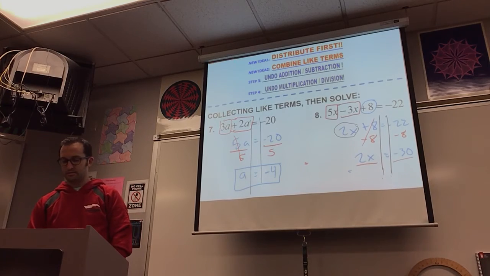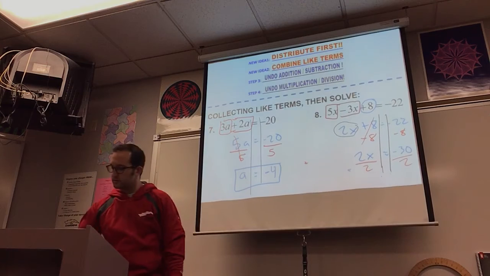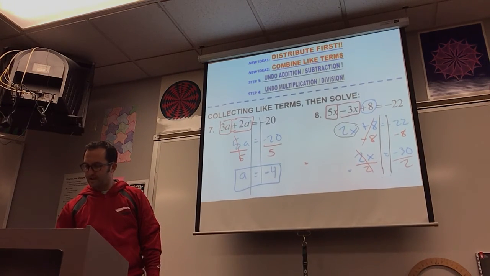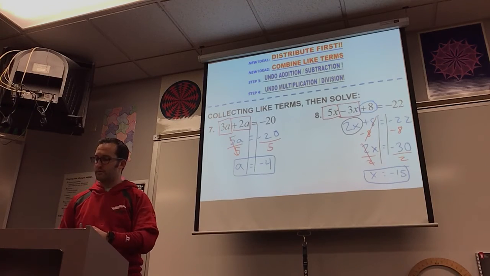Divide by 2, because I'm being multiplied by 2x. So finally, x is going to equal negative 15. You guys do number 9 on your own.